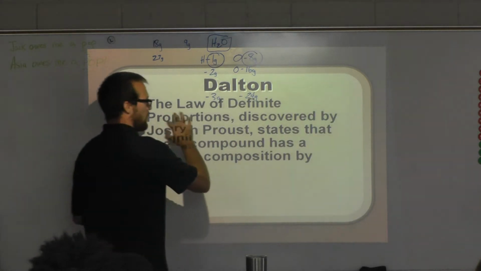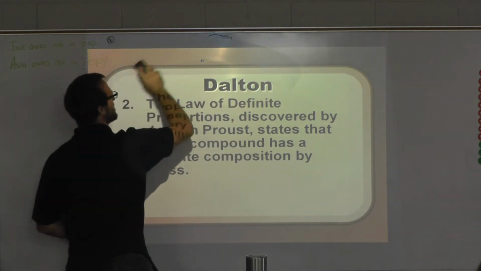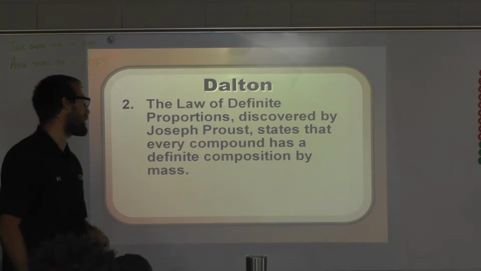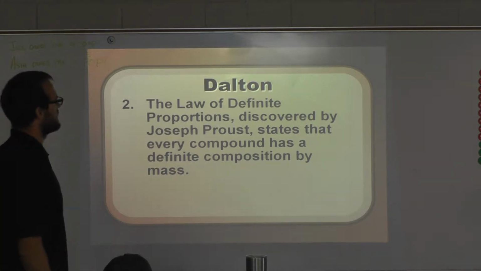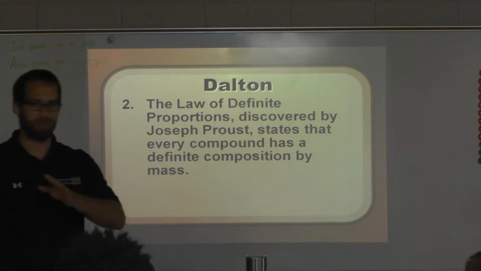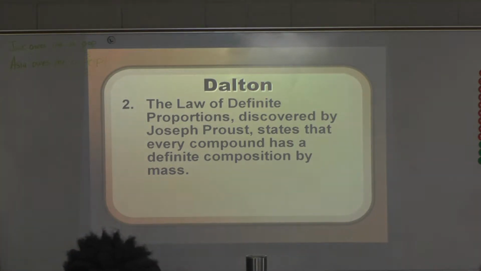Okay, and the law of definite proportions, which is what he was using when he noticed that there was always the same ratio by mass, was discovered by a guy by the name of Joseph Proust, which simply states that every compound has a definite composition by mass. Same set ratio, same amount of stuff every single time. Now we know that, it makes sense now, but at that time it was a pretty big deal.